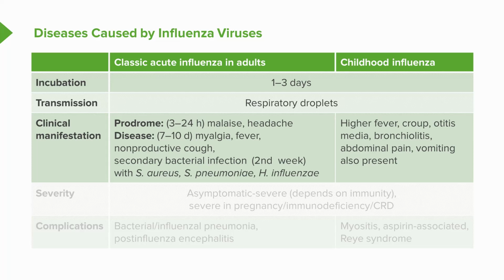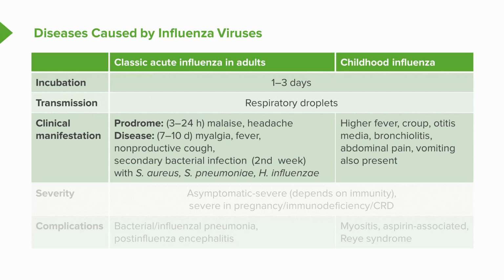Adults have the fever along with the myalgia, so severe muscle aches. They may have a dry, non-productive cough. In adults, they'll have secondary diseases including Staphylococcus aureus, Streptococcus pneumoniae, and Haemophilus influenzae caused pneumonia. Children may get the pneumonia, but they may also get otitis media. They may get bronchiolitis, sort of upper and lower respiratory disease.